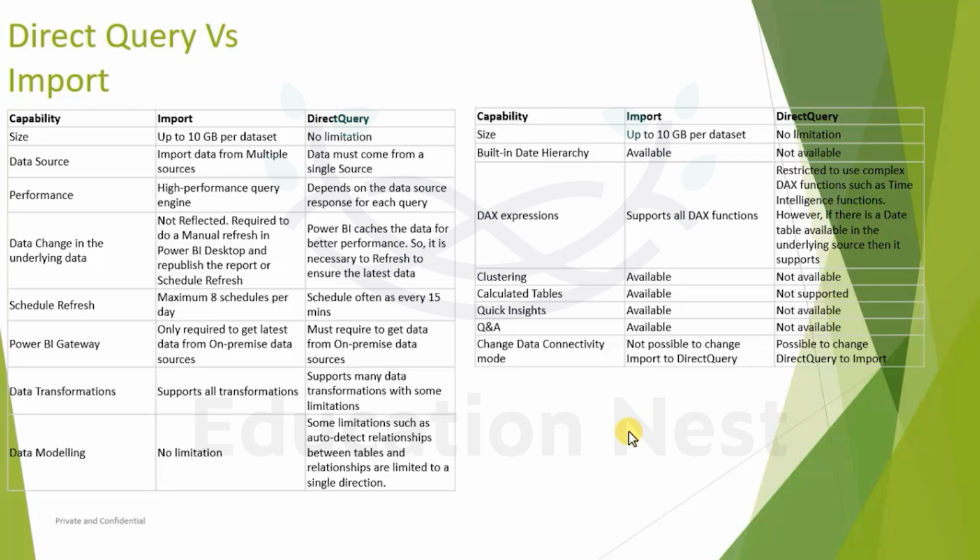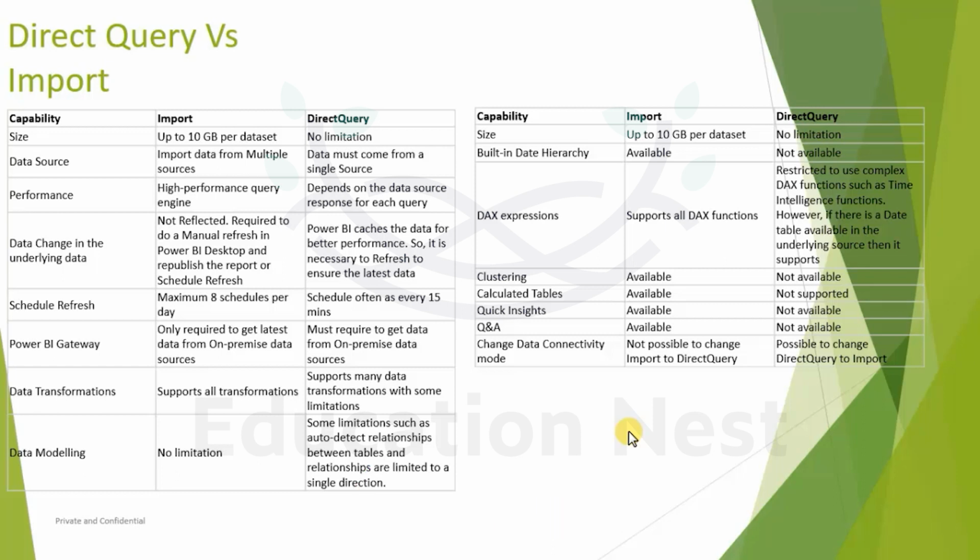Power BI gateway is only required to get the latest data from an on-premise data source, and for direct query it is a must to get data from an on-premise data source. So if you have an on-premise data source, only then you need to have this Power BI gateway. Gateway, as I said, is a tool which would help you connect your Power BI cloud with your database. Please remember, we would have a demo of gateway coming up soon.